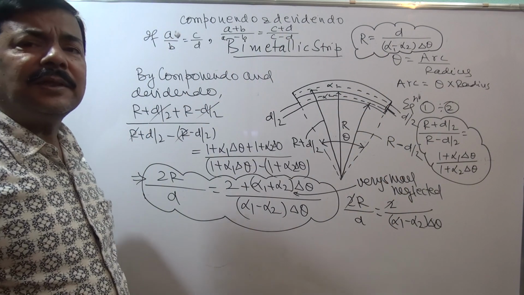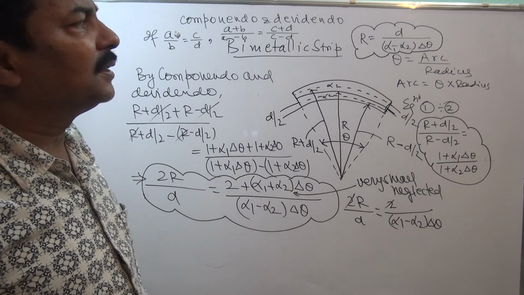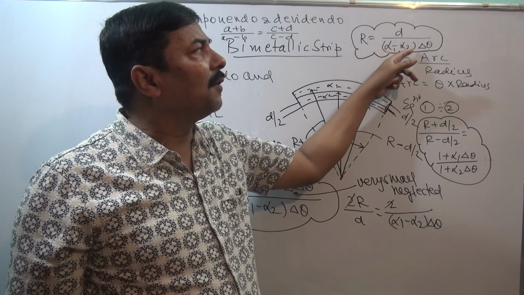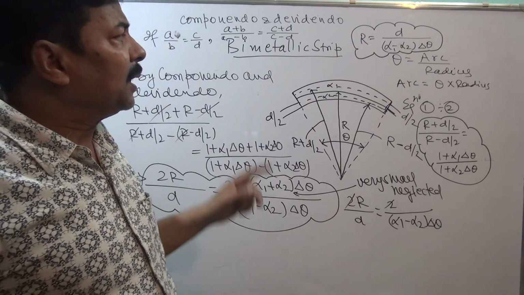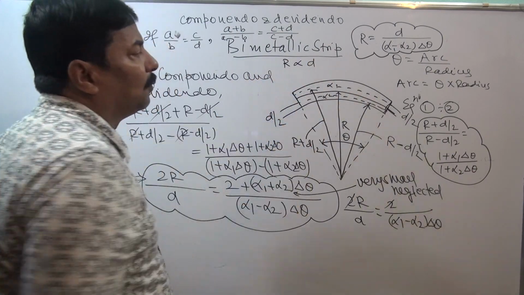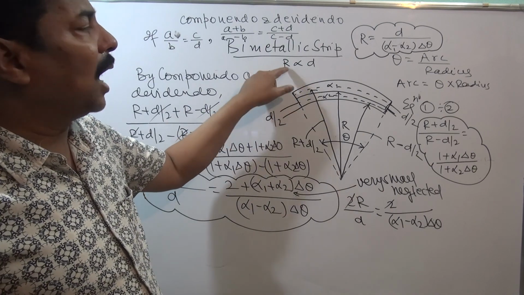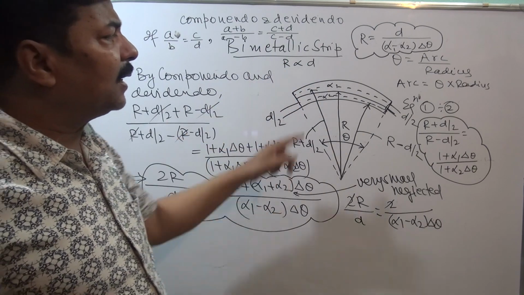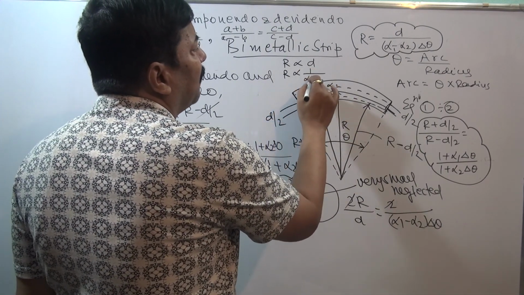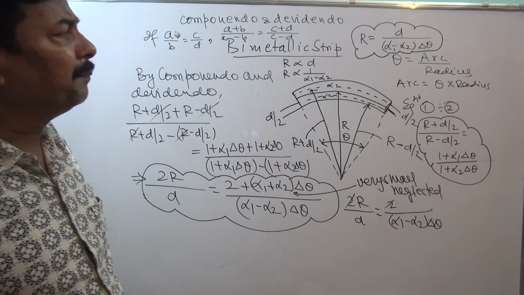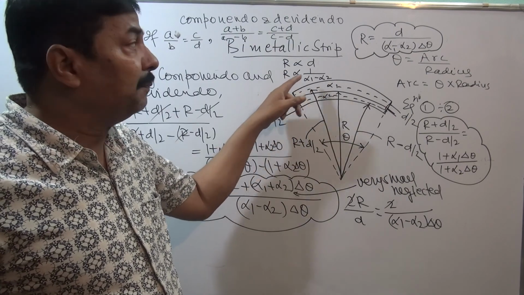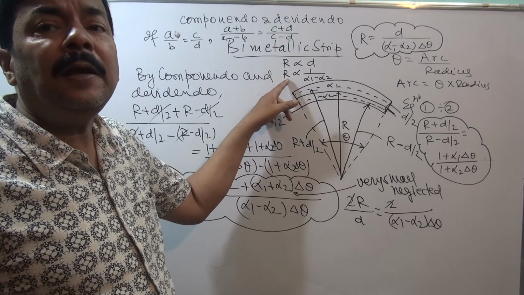Many times in entrance and competitive examinations, this question has been asked: how r depends upon alpha 1, alpha 2, delta theta and d. If we understand it properly, r is proportional to d. What does it mean? If the thickness is more, r will be more. Second, r is proportional to 1 by alpha 1 minus alpha 2. That means if the difference alpha 1 minus alpha 2 is large, r will be small. If this difference is small, r will be large.